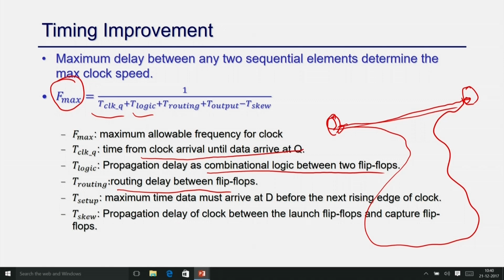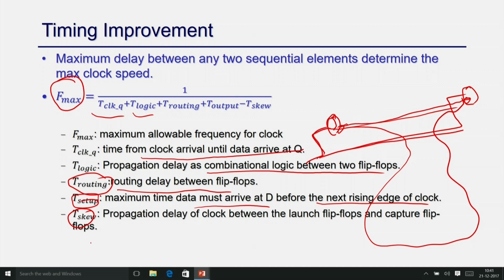So, there is some time involved in routing also, and there is also the setup time of the registers. It is basically the maximum time by which data must arrive at D before the next clock cycle. So, you need some setup time. The data should be stable at the input of the register before the clock comes, so that it can update on the next rising clock, right. And then there is skew. Suppose the same clock is coming to this register as well as to these registers, but there might be some delay, right. They may not come at the same time.